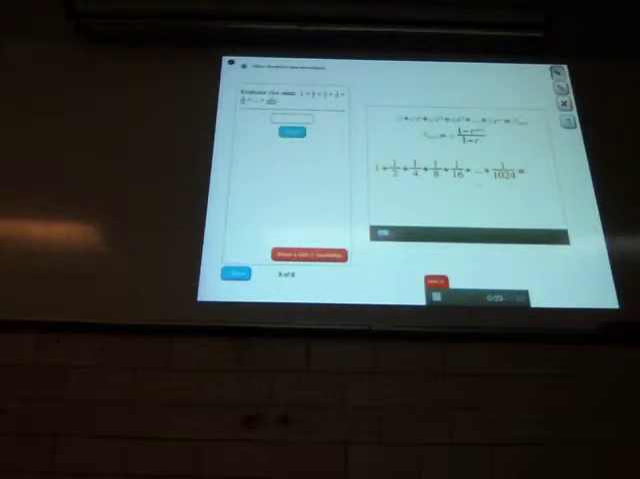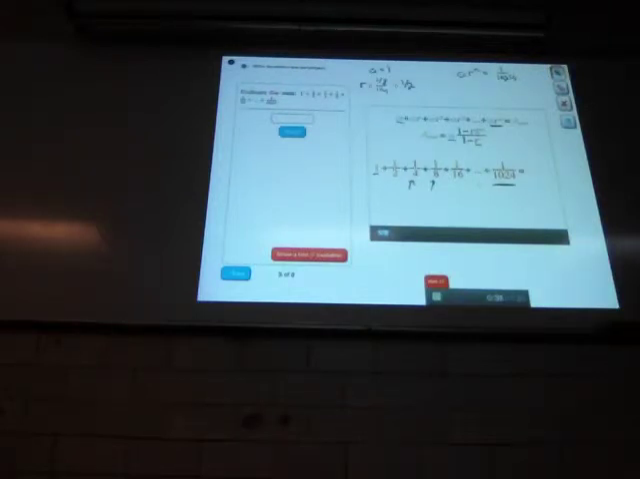To evaluate the sum, we need to find little a, little r, and little n. Little a is the first term, which is 1. Little r is the ratio between terms, so we can take that term divided by that term, for example, to get 1/8 divided by 1/4, which is 1/2. And to find little n, we need to look at the last term. The expression for the last term is a times r to the n, and in our example, that's 1 over 1024.